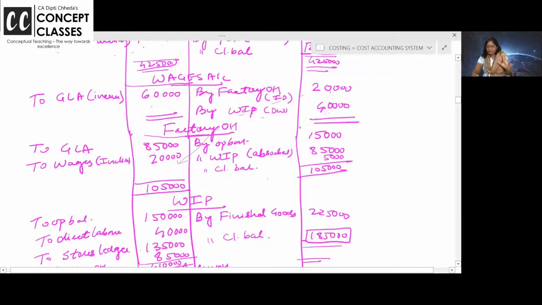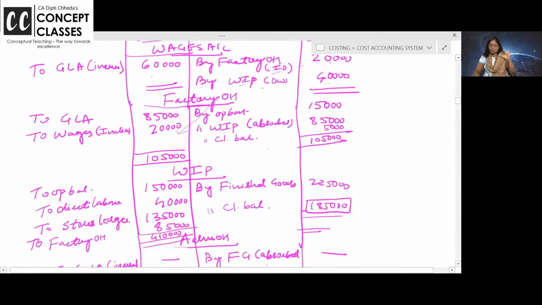Just look at the format. I'll share the booster notes also. Now come to factory overhead. In factory overhead, whatever factory overhead you incurred, to bank की जगह to GLA. Yes. And in factory overhead, indirect wages will also come. Some material which you have issued for repairs and all will also come. Factory overhead is always absorbed in work in progress.